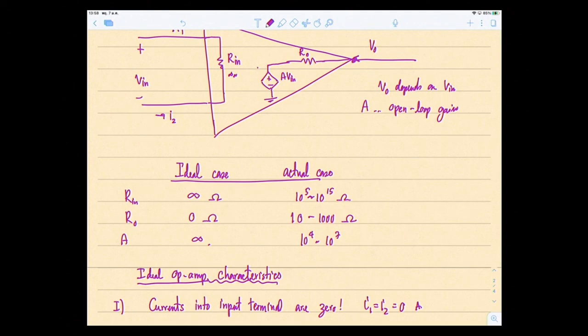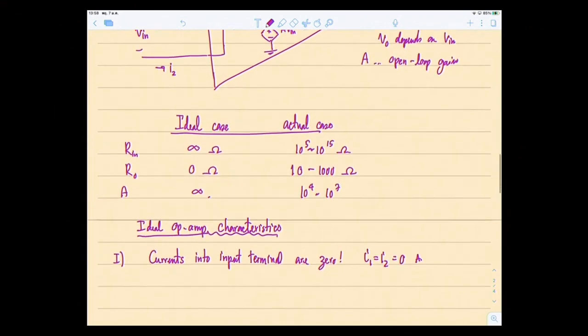Okay, so we want our output voltage to remain bounded. Therefore, if we say that V out is equal to A V in, but we want to bound our V out to certain values. But if A is very, very large, then V out would be very large if you put in any V in. Multiply V in by something really large, and your answer would be very large.